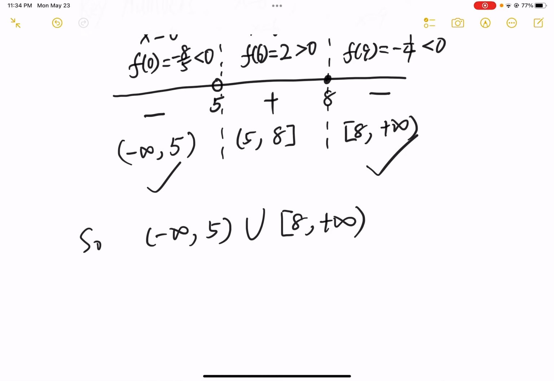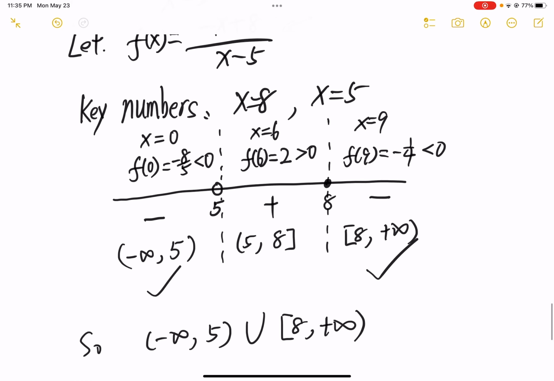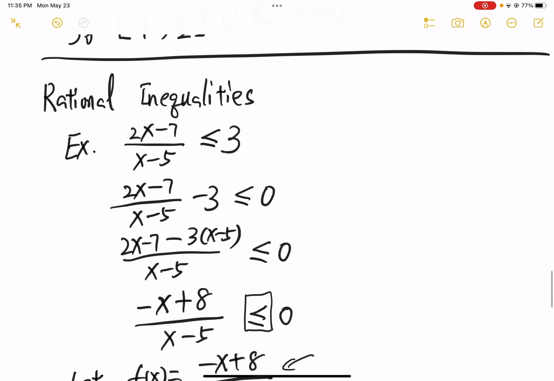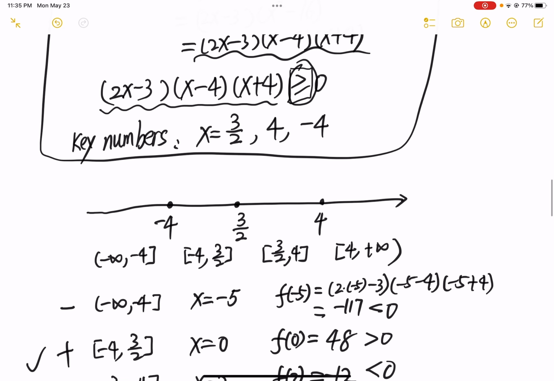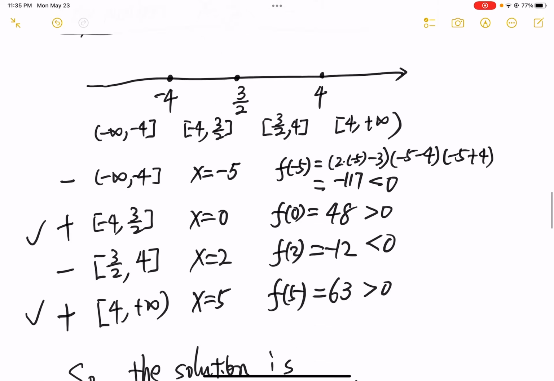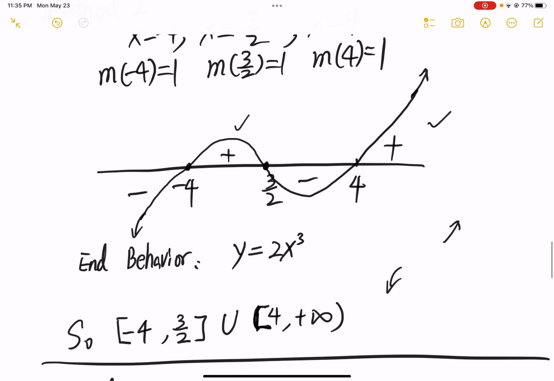So this is very similar, right? Except the only difference is if the key number is the zeros from the denominator, it will always be a hollowed circle. Okay? Not like the polynomial inequality. The polynomial inequalities, it's a circle or not a circle depending on whether the inequality sign includes the equal sign or not, right? So this is the rational.